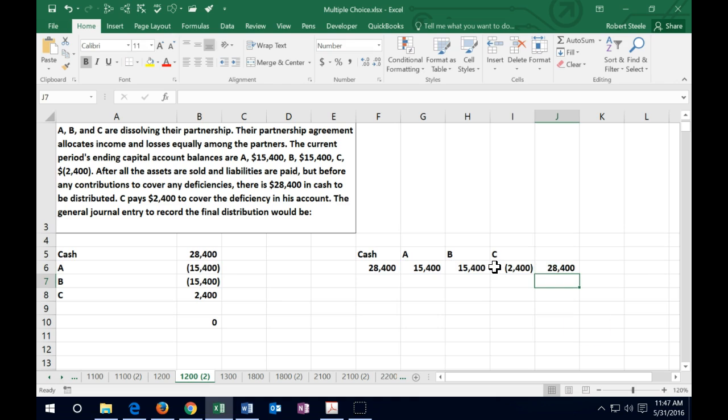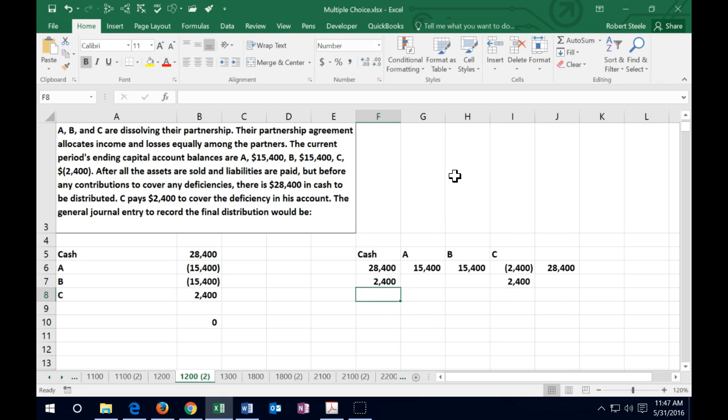Now, the problem here is that C owes the company money. So the question is, is C going to pay the company like they should before the distribution happens, because C owes the money back. So if that happens, that's great. Then C would pay the company, meaning cash would go up by 2,400, which is what they're saying happened. And this capital account balance would go down by 2,400.